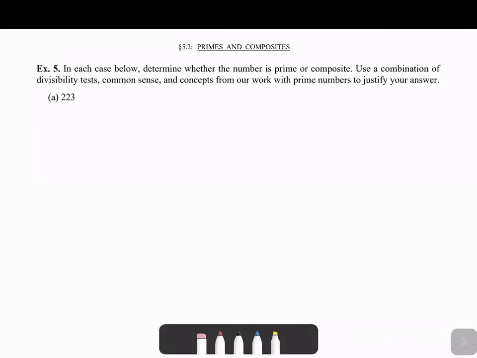Hi everyone, so this is the third video for section 5.2. In this video, we're just going to do some more tests to see if numbers are prime or composite. And we can use a lot of different things here. We can use the divisibility tests, we can use common sense and concepts from our work with prime numbers, meaning the test for prime factors is going to be the main thing that we use here.